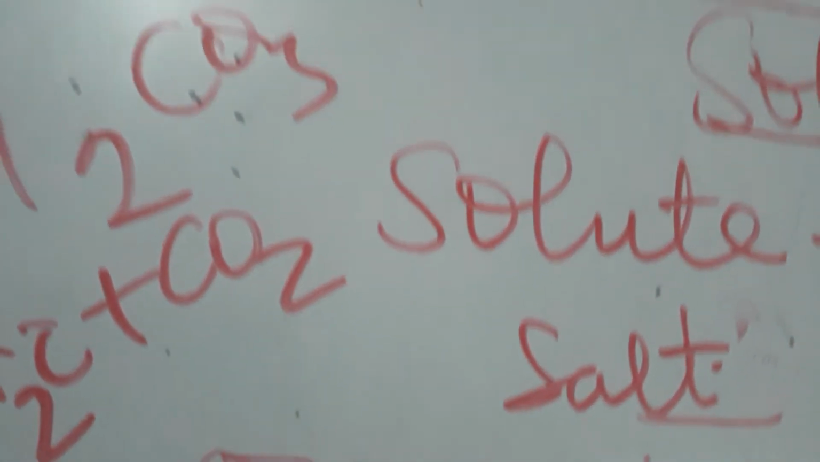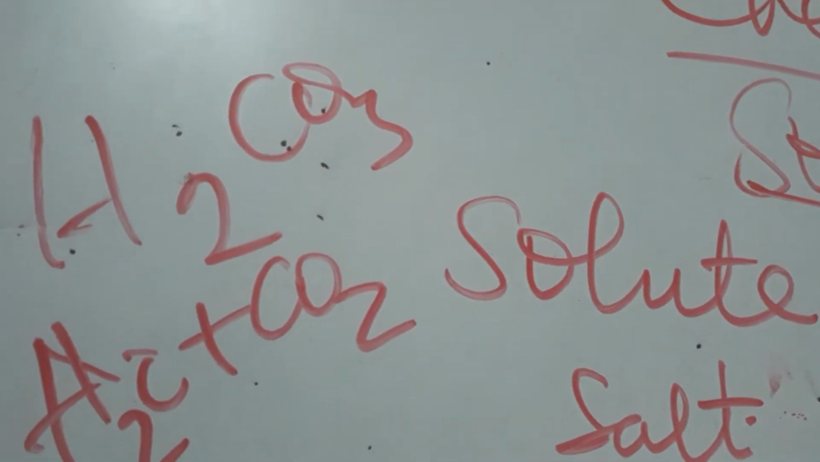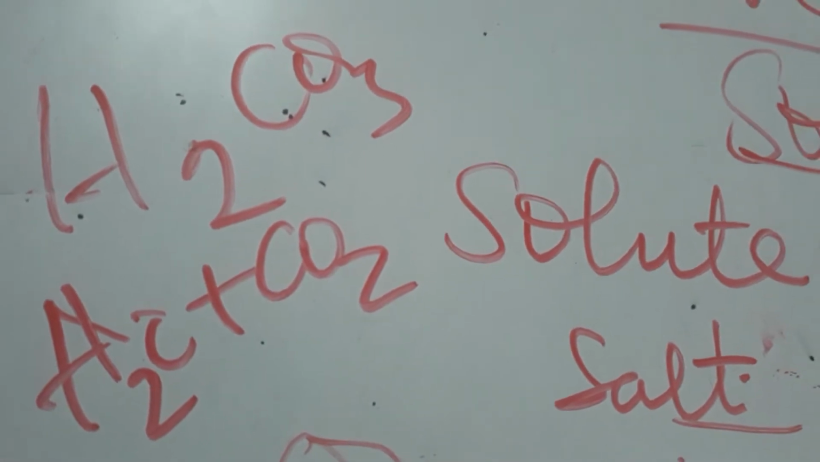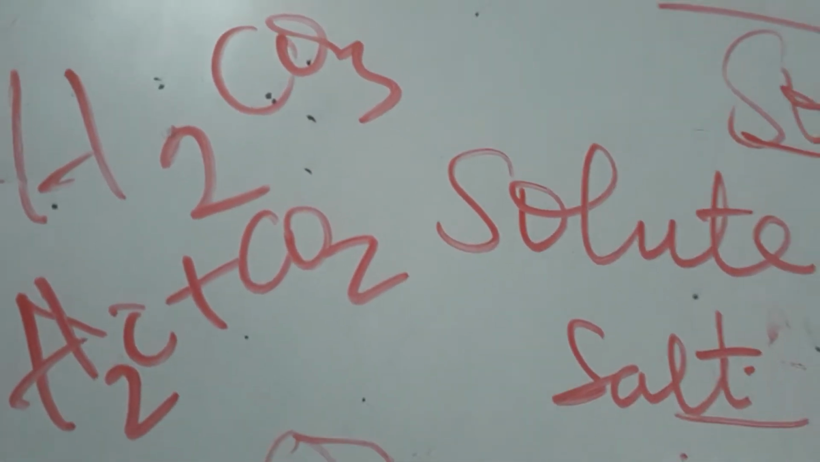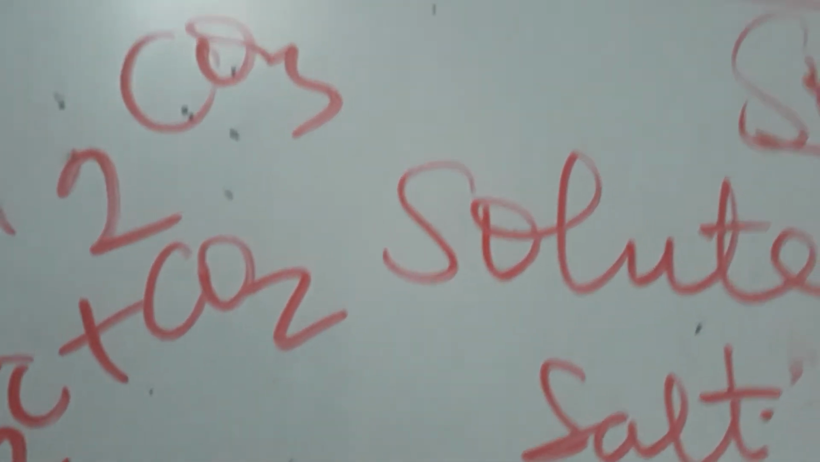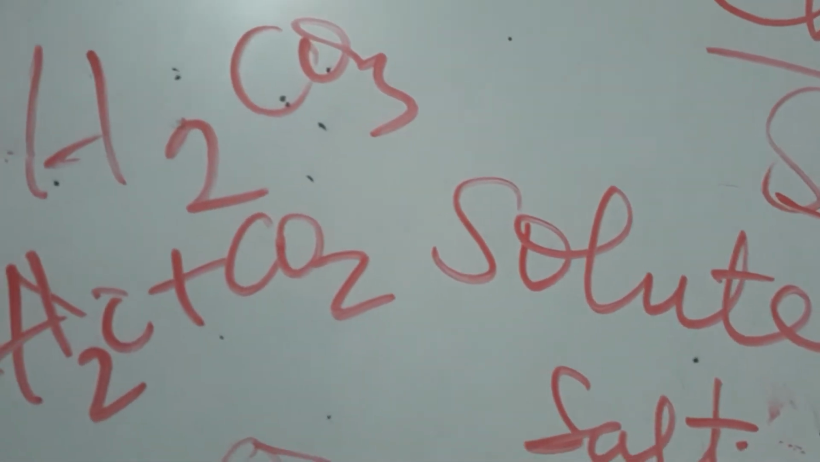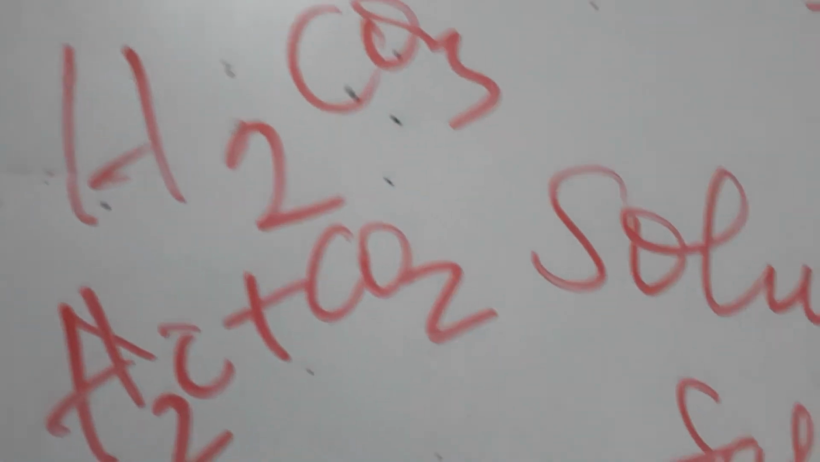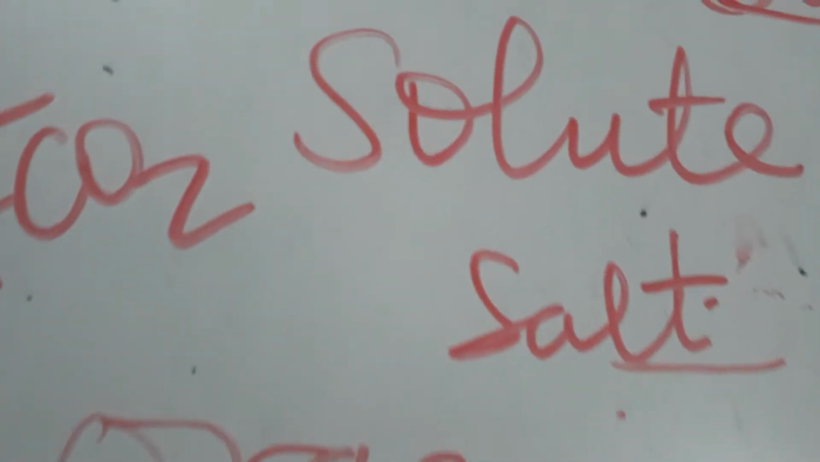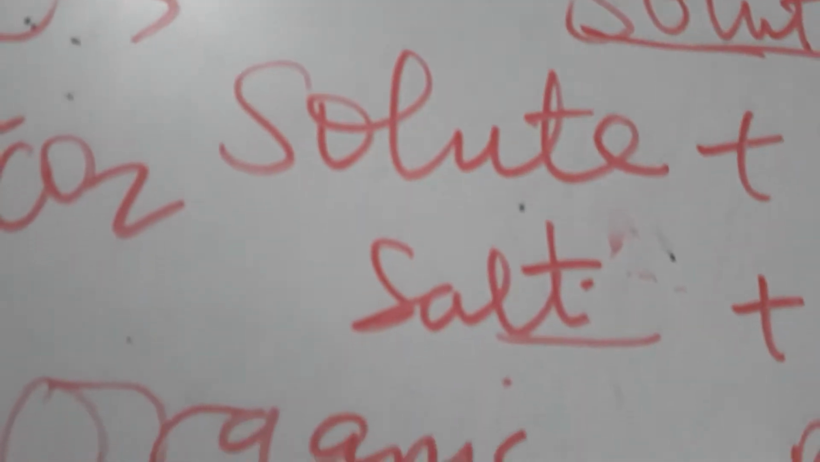Then in air, nitrogen is present in abundance, so it's acting as a solvent, while we have oxygen. Oxygen 21%, nitrogen 78%. So oxygen is acting as a solute, while the air is acting as a solvent. So these all form solutions. We have different kind of solution, just like I said.